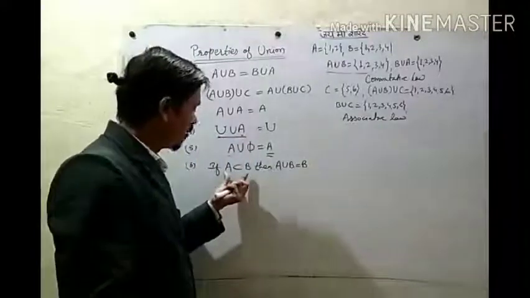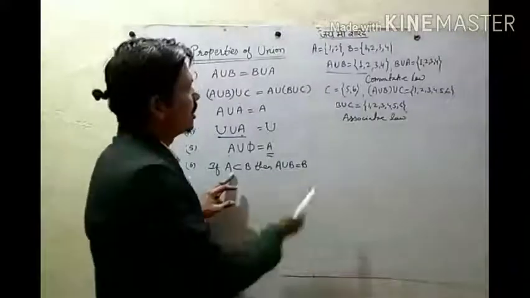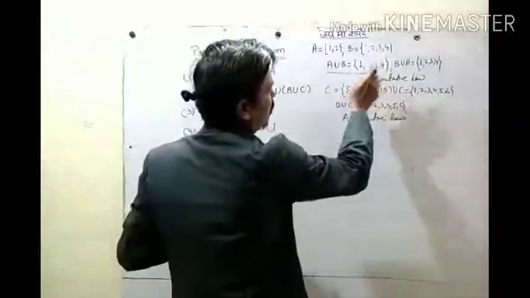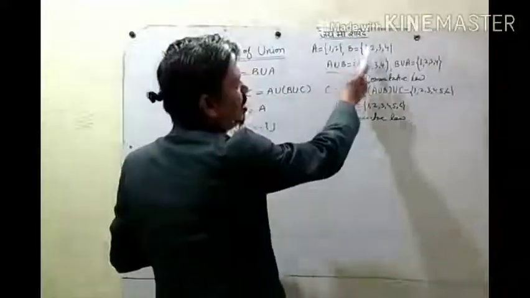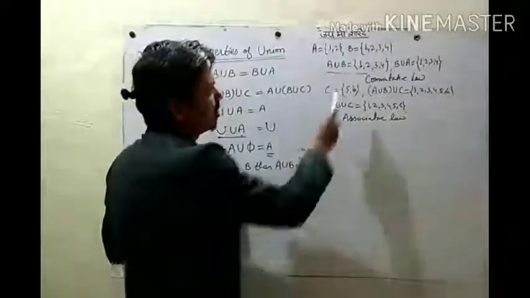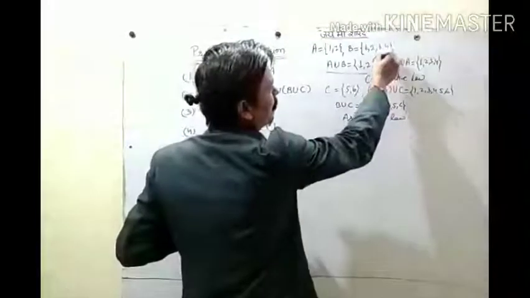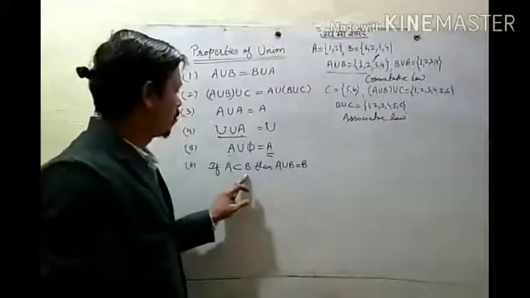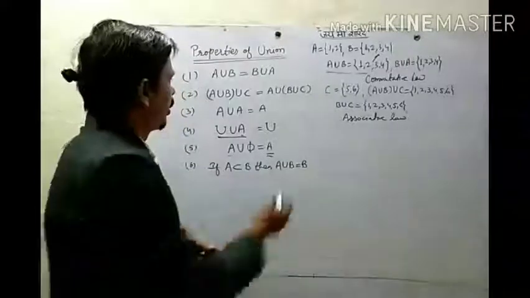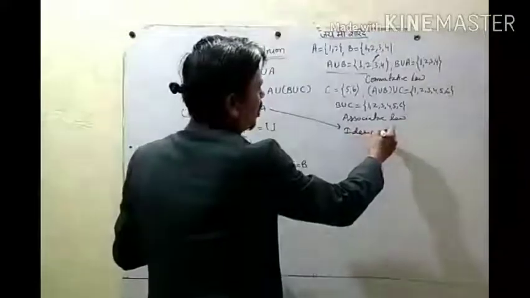Okay? Then if A is subset of B, then what is A union B? So here A having elements 1, 2 and B 1, 2, 3, 4. All the elements of A are in B. It means A is subset of B. Then what is A union B? This, and that is B only. So if A is subset of B, then A union B is B. Okay? This property is known as idempotent law.